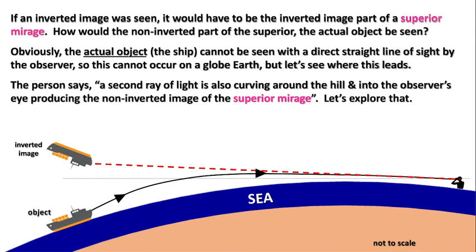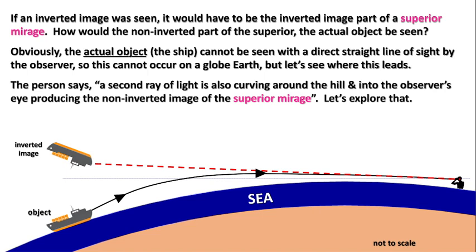If an inverted image was seen, it would have to be the inverted image part of a superior mirage. How would the non-inverted part of the superior mirage, the actual object, be seen? Obviously, the actual object, which would be the ship, cannot be seen with a direct straight line of sight by the observer, so this cannot occur on a globe Earth, but let's see where this leads.